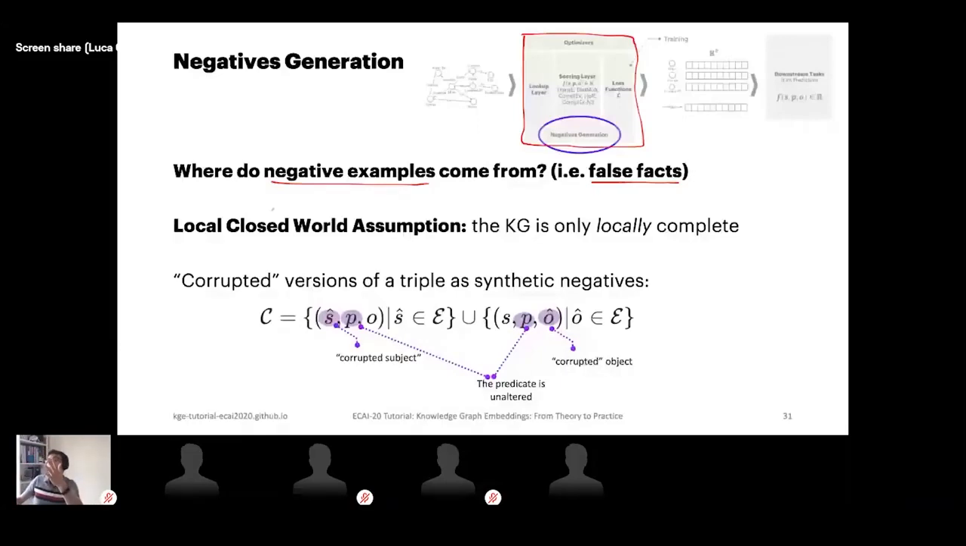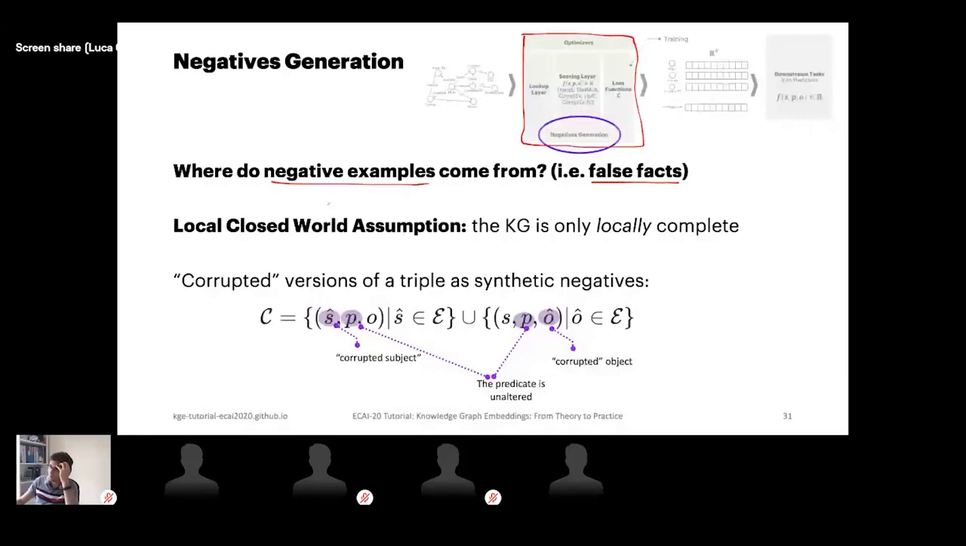So it means that, on the other hand, the knowledge base may be missing a fact. There may not be a fact called "France has capital Paris." Perhaps it's not in there, but it doesn't mean it's a negative, right? It's just a missing fact.